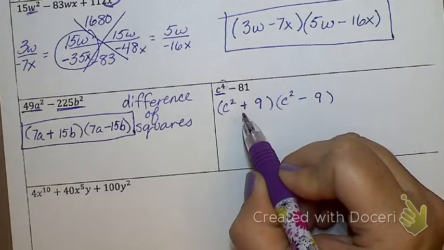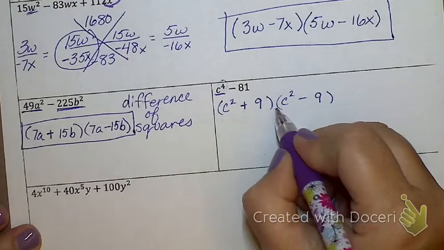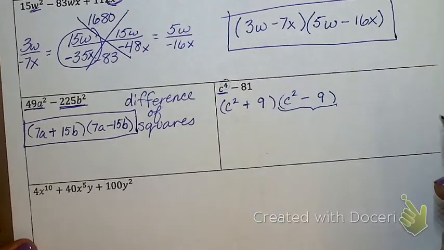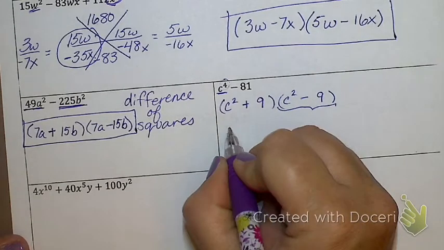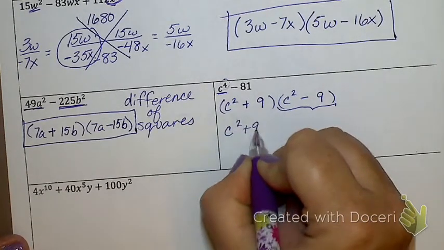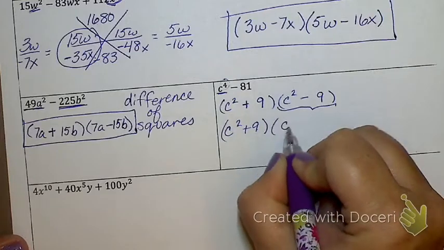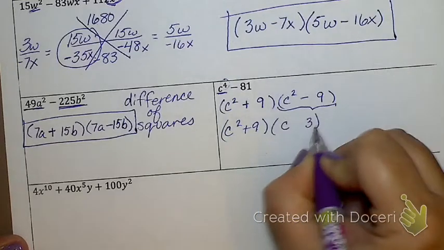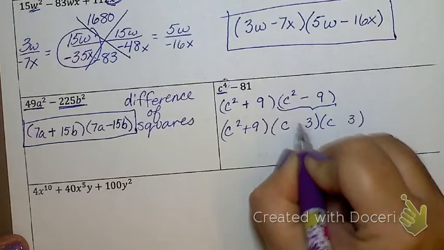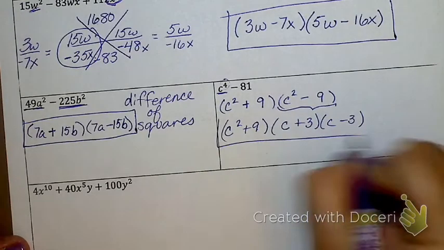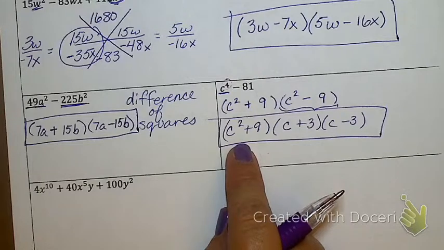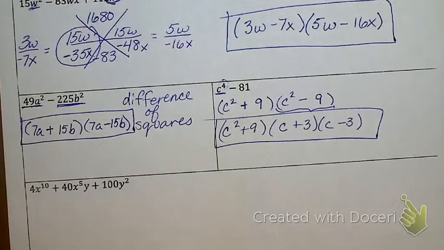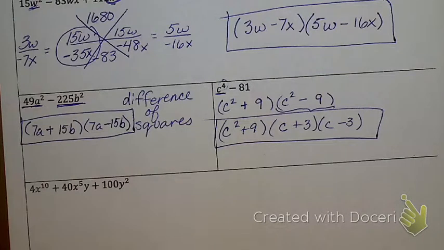The sum of squares I can't do anything with. But I have another difference of squares here, don't I? I can take the square root of that. I can take the square root of that. So that gives me c squared plus 9. And then c and 3. C and 3 make one a plus, one a minus. Now it's kind of frustrating that we can't do anything with that sum, but it is what it is. Okay, questions there?